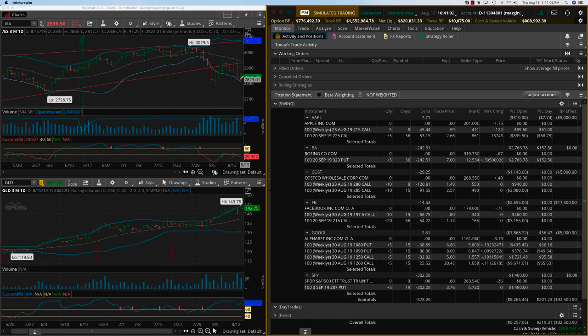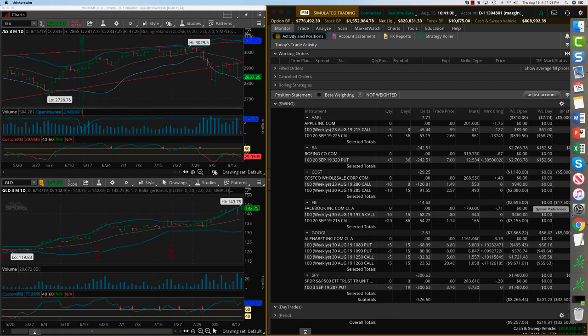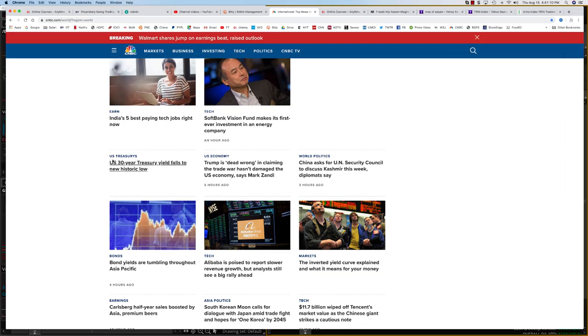It's bouncing off this lower Bollinger band here, as you can see. But this is pre-market action. Global markets are all down. And in fact, if you look at the headlines, it is all about the bond yields. The US 30-year Treasury yield has fallen to a historic low. Bond yields are tumbling throughout the Asia Pacific. And what that means is when the yields are tumbling, the prices of bonds are going up.